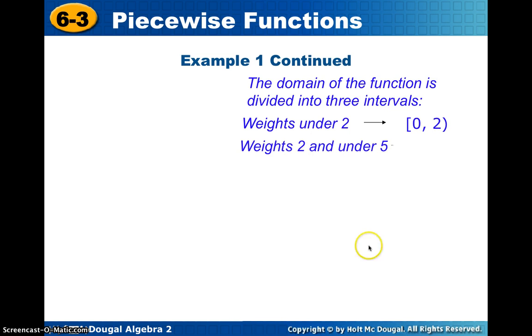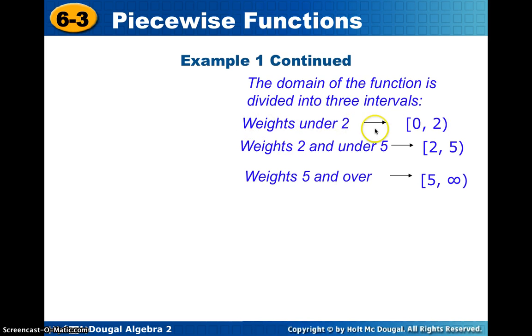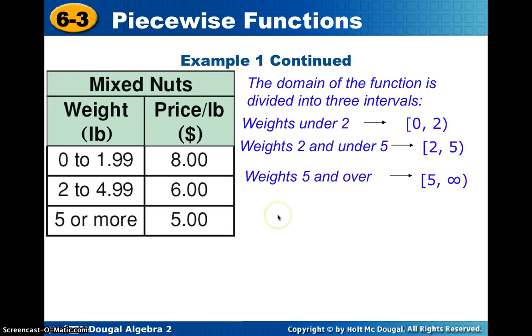The domain of the function is divided into 3 intervals. We have the weight under 2 pounds, which goes from 0 to 2. So notice the brackets, the 0 is included here, but the 2 was an open dot. The weights from 2 and under 5. So going from 2 to 5, we have this interval. Here the 2 is included, but the 5 is not. And then going from 5 to infinity.